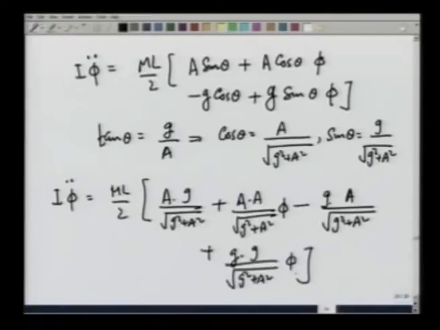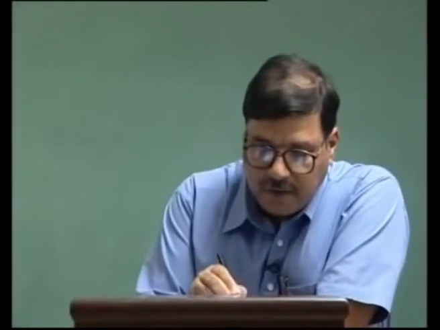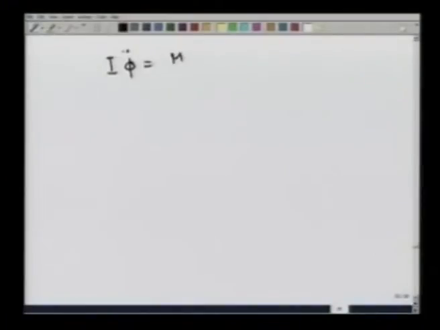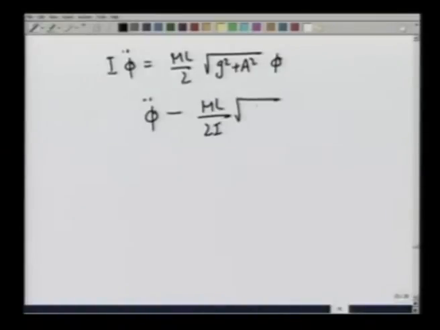phi. This term cancels, and you get this is equal to m L over 2 times square root of g square plus a square times phi. And therefore, the equation when the rod is disturbed from its equilibrium position is I phi double dot is equal to m L by 2 times square root of g square plus a square phi, or phi double dot minus m L over 2 I times square root of g square plus a square phi equal to 0.